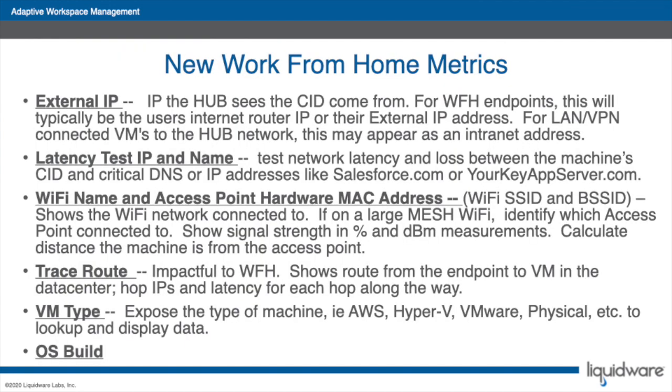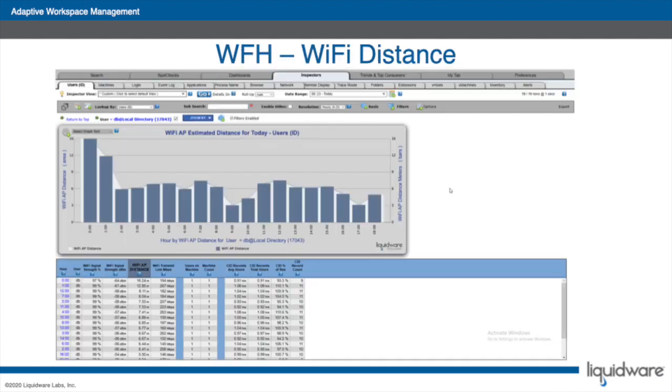The work from home metrics that we added have already been reaping great rewards from our customers, because we've added things like Wi-Fi distance. I'm showing a screen right now of the Wi-Fi distance work from home report. We can tell you an estimated distance from the Wi-Fi access point that your user is connecting from.